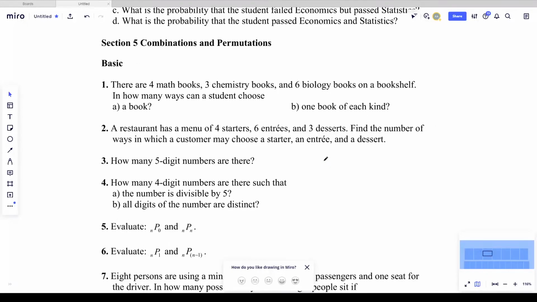So for this one, all you need to know is you can use this. It's easier because you can put slots here, you can put anything you want. What could be the possibilities there, 7 possibilities, 6 possibilities, whatever, and multiply them, add them. It helps you visualize the possibilities. Here you have 4 math books, 3 chemistry books, 6 biology books. How many ways can a student choose a book?